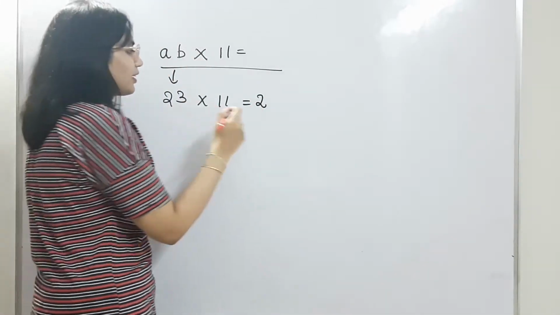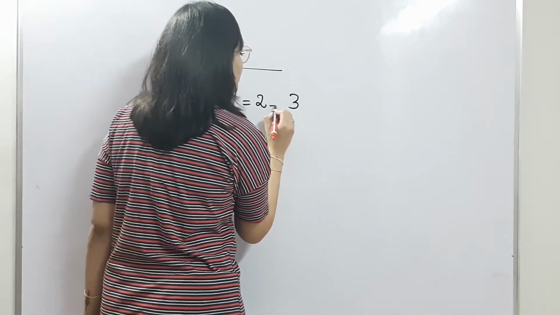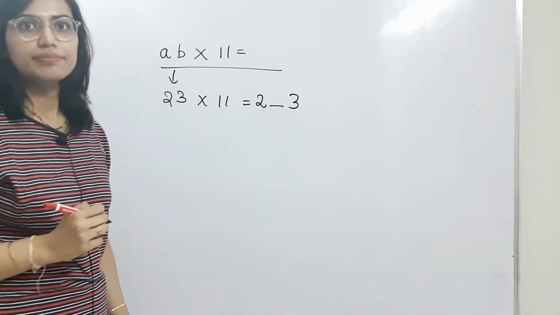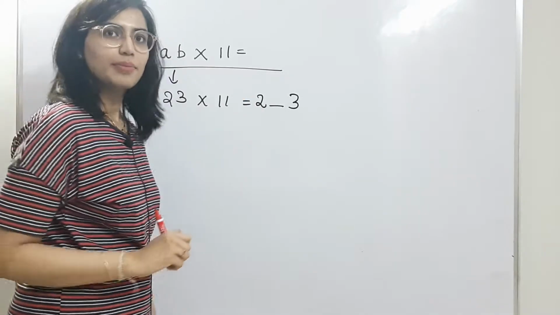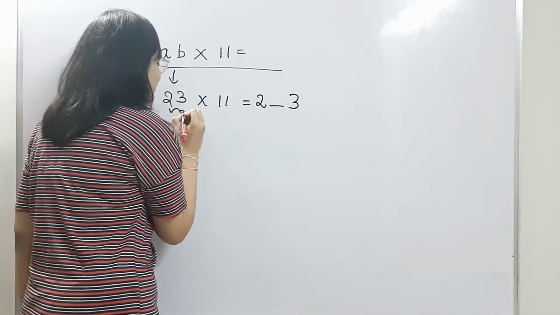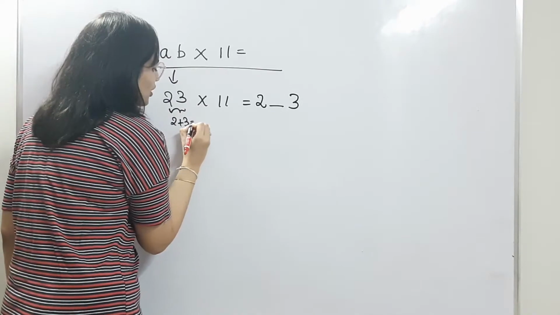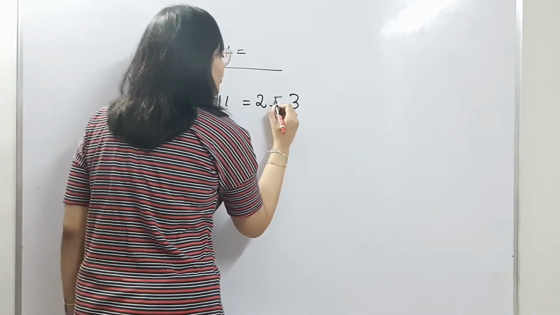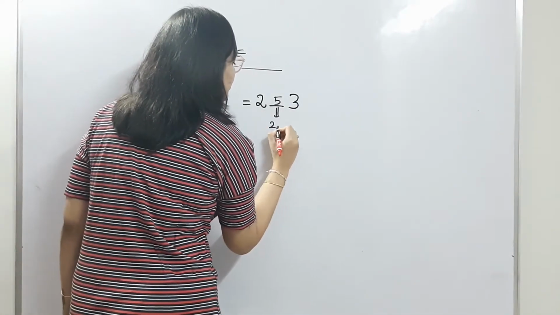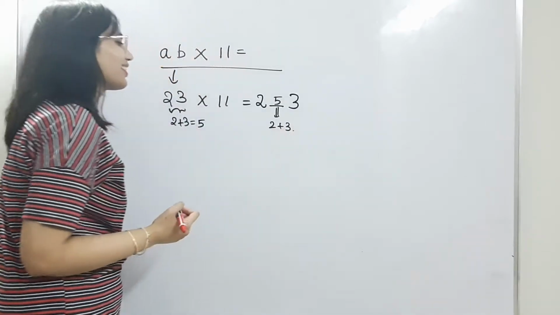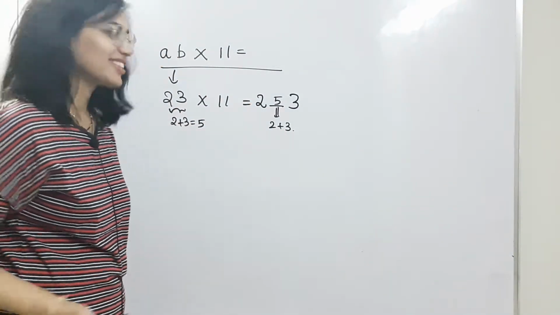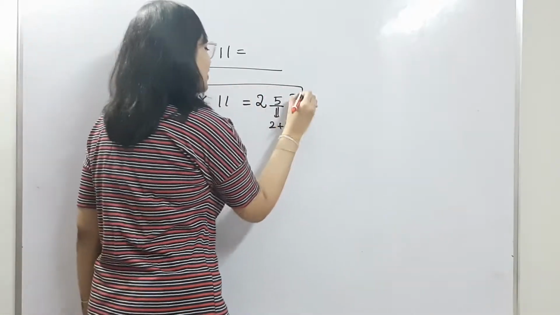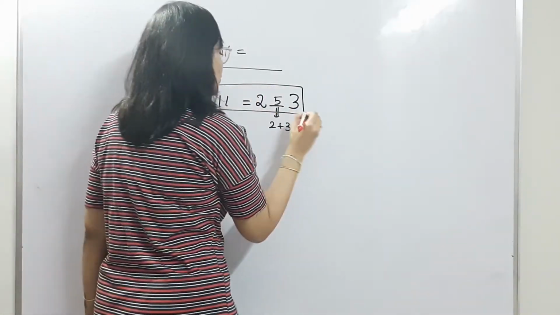In your mind, put 2 and 3 with one space gap. The moment you see 23, put 2 and 3 with one space gap and add these two. So what is 2 plus 3? 5. So this is the result of 2 and 3. Hence, 23 into 11 is 253. That's it. So 23 into 11 is 253.